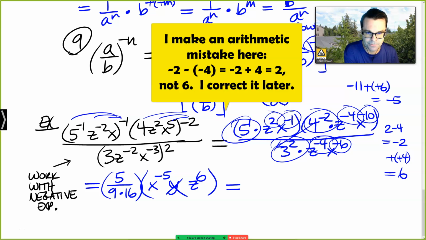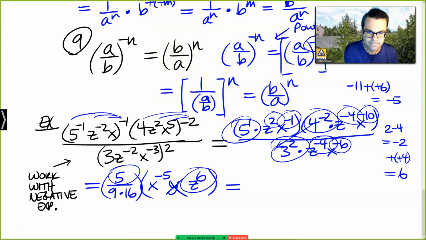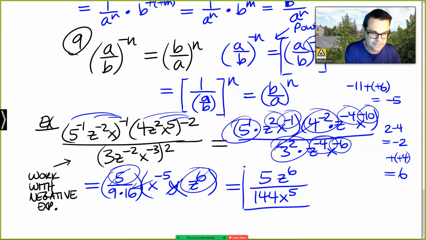Now all I have to do is put the z to the 6th and the 5 together on top, and the x to the negative 5 is going to go on the bottom as x to the 5th. So I've got 5, and notice 5 doesn't cancel with 9 or 16. Those are all prime powers. So 5 z to the 6th, all divided by 9 times 16 is 144. So that's going to be 144 x to the 5th. So 5 z to the 6th over 144 x to the 5th.